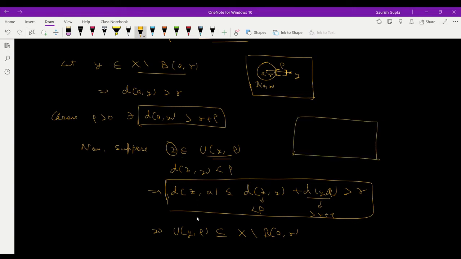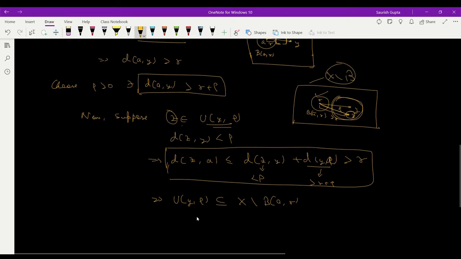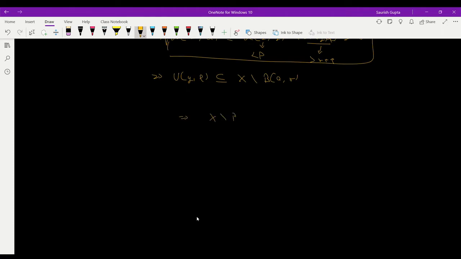See, this was bar, this was y, this is rho, this is r. We choose a point from here, let's say z, and we proved that this distance is greater than r, which implies that z is outside this, and z was an element of this. So what does that mean? That means the open ball centered at y with radius rho is completely contained in X minus bar. So this eventually means X minus bar is open, which implies bar is closed. Is it clear?